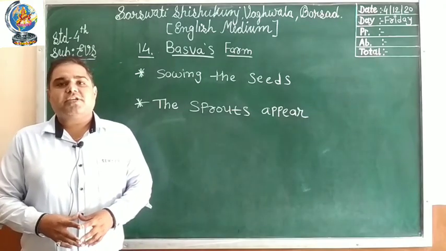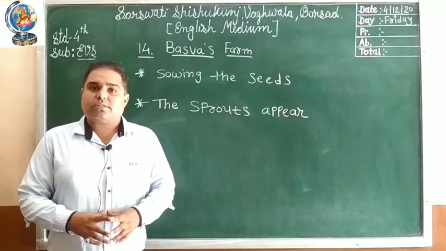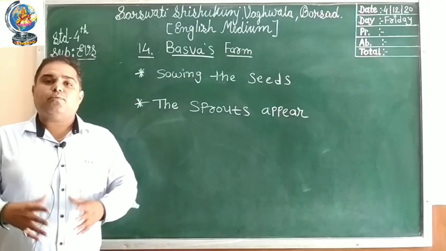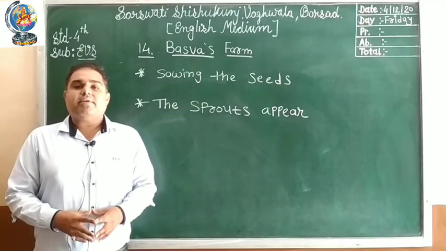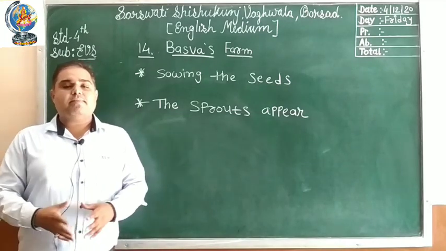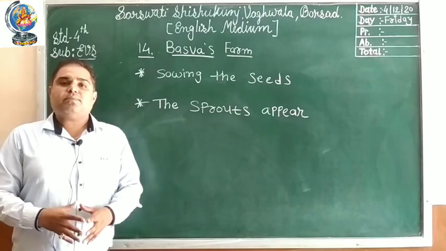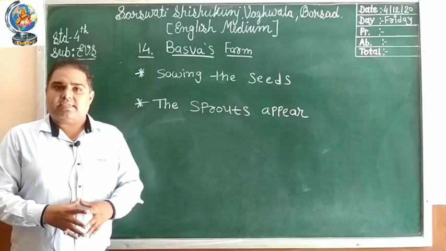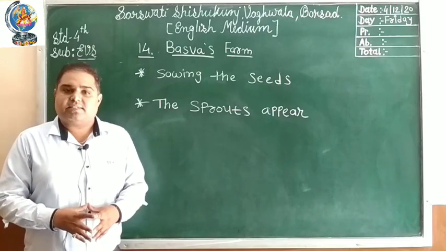Students, there is one question. The question is, what other ways could be used to plow the fields instead of using animals? Students, the answer is that nowadays very few farmers are using bullocks to plow their fields. Most of the farmers are using tractors instead of bullocks to plow the fields.